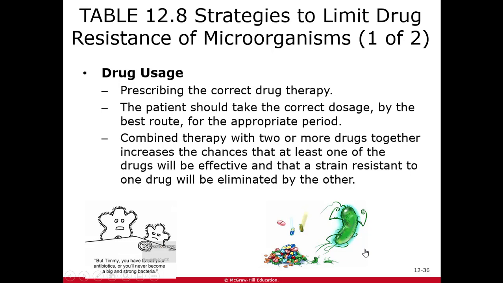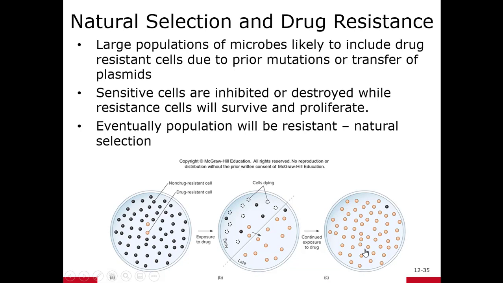The patient should take the correct dosage by the correct or the best route for the appropriate period. Again, if we go back to this picture, those are drug-resistant cells. But maybe if you actually took the full dosage, the correct dosage, and you took it for the entire period of time, then by day 10 out of day 14 of your drug prescription, those two guys finally died.